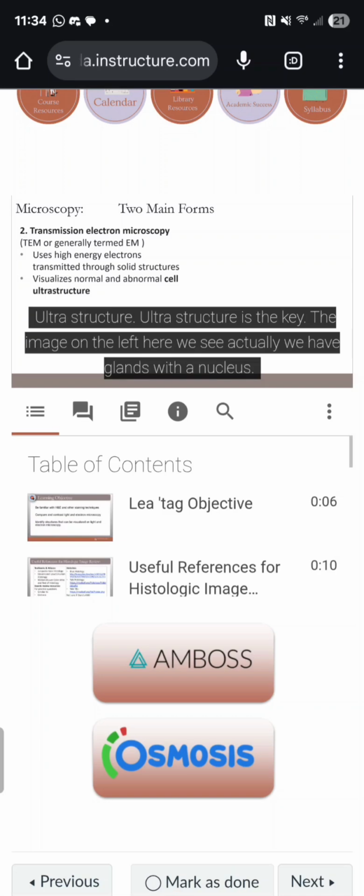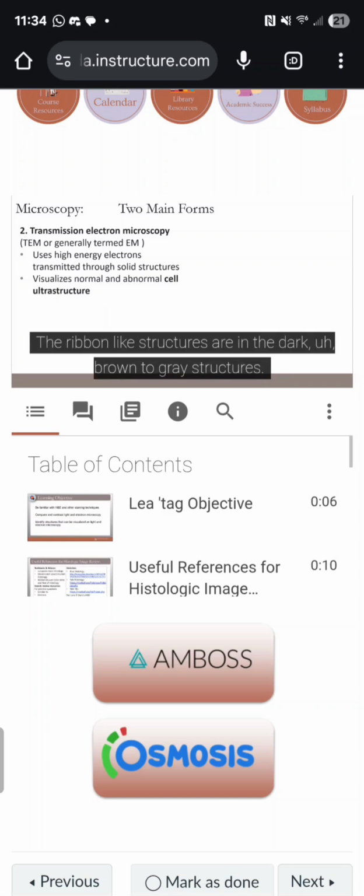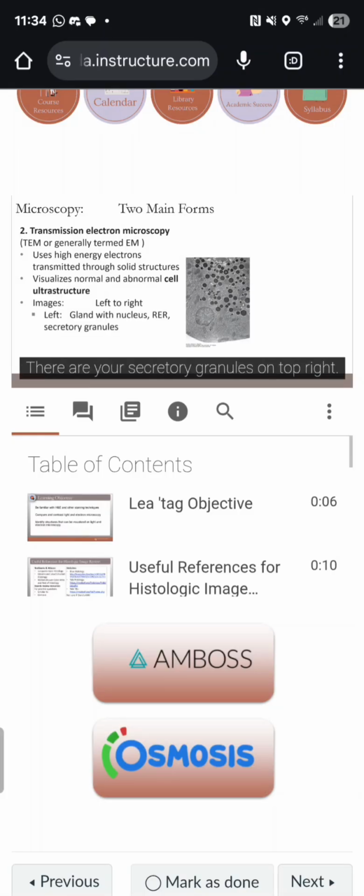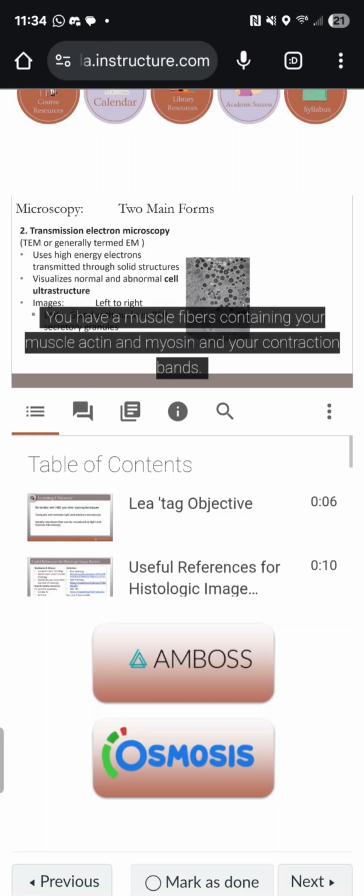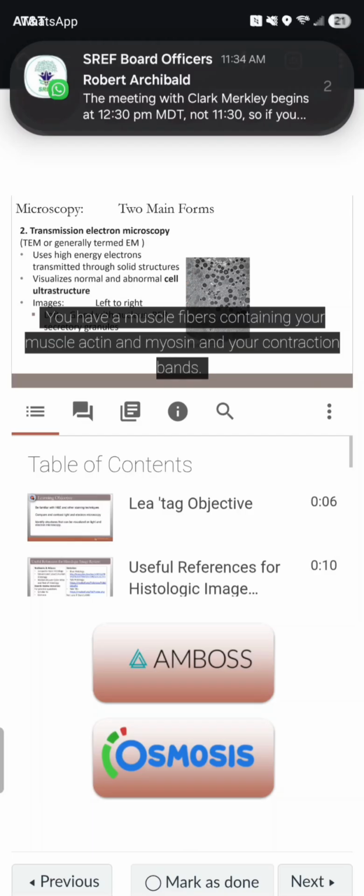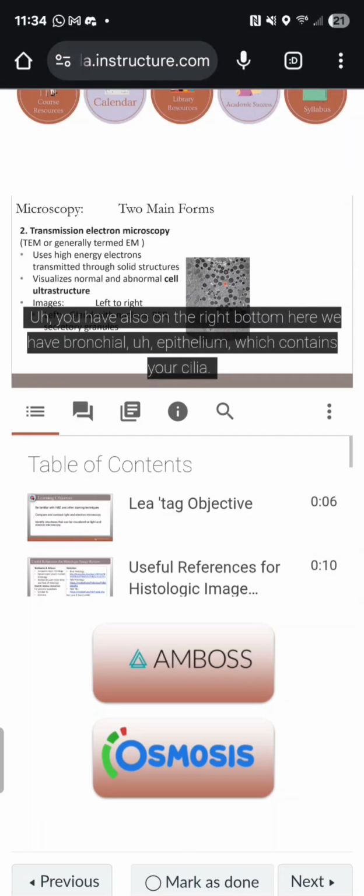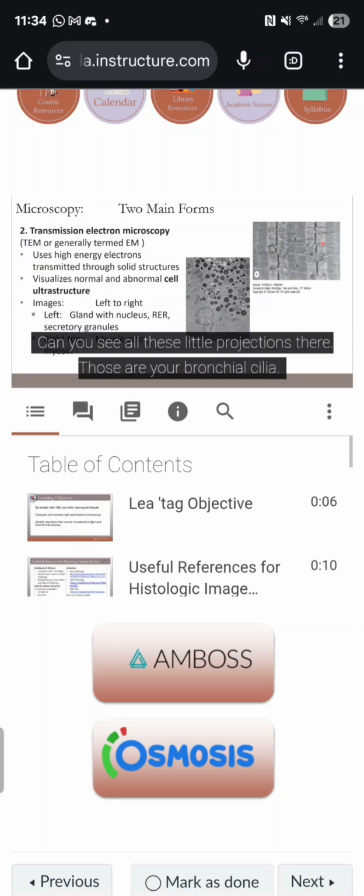Ultrastructure is the key. In the image on the left here, we actually have glands with a nucleus. The ribbon-like structures are RER, and the dark brown to gray structures there are your secretory granules. On top right, you have muscle fibers containing your muscle actin and myosin and your contraction bands. You have also on the right bottom here, we have bronchial epithelium, which contains your cilia. Can you see all these little projections there? Those are your bronchial cilia.